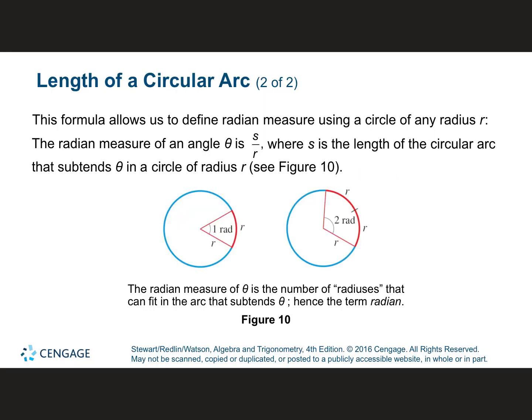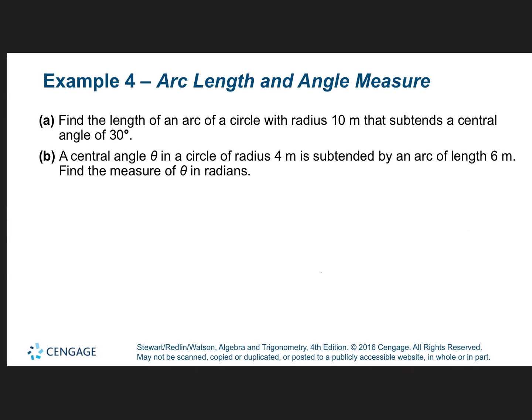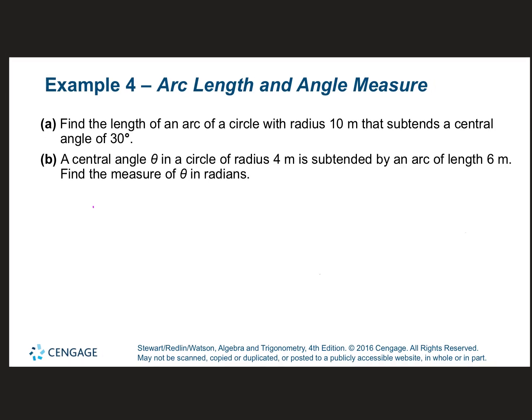All right, so here's the thing. You're going to get a question. All right, let's look at A. It says, find the length of the arc of a circle with a radius of 10 that's subtended by a central angle of 30. All that means is this is across from. So your formula is S equals R times theta. S is the arc length that you're looking for. R is the radius. Theta is the angle measure.